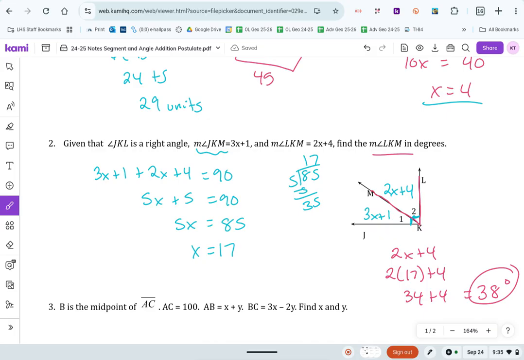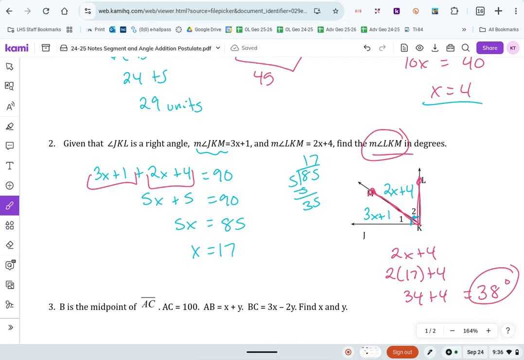Okay, let's talk about this one. Same idea, part plus part equals whole, right? So angle 1 plus angle 2 equals 90. When we solve for x, we get 17. And then we're just plugging back in. So LKM, when we trace it with your finger, you find out that's angle 2. So 2 times 17 plus 4 gives you 38 degrees. And make sure you put your little degree symbol on there since it is a degree.